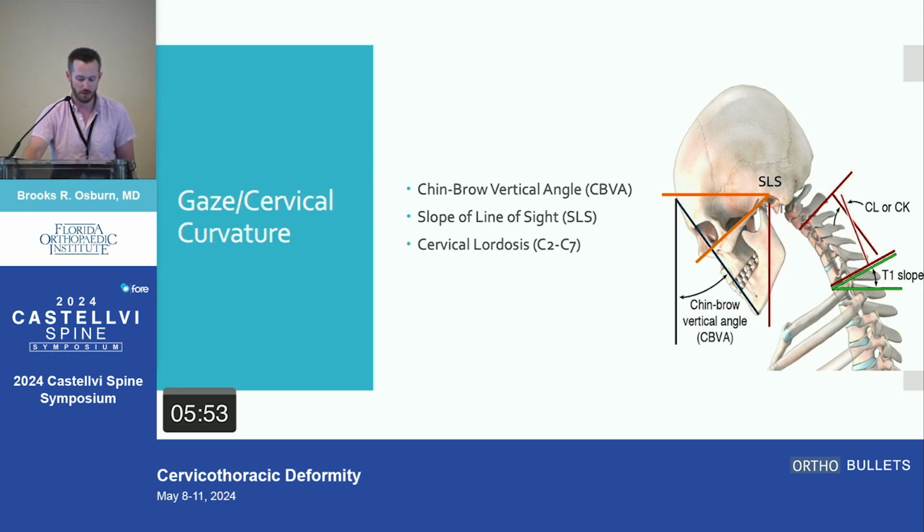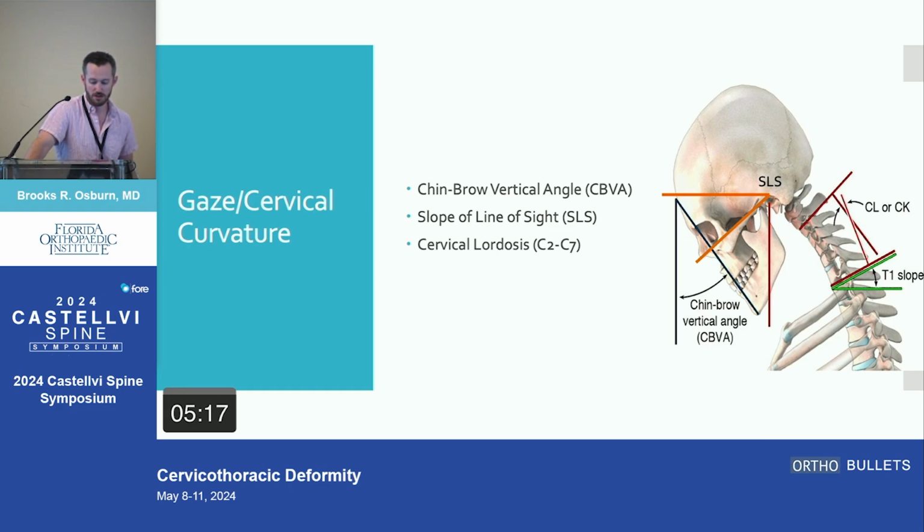Some of the most common ones that we see, cervical lordosis, measured from the inferior end plate of C2 and C7. Literature varies in terms of what a normal cervical lordosis is. You'll see it go anywhere from 13 up to 23, depending on what paper you look at. Chin-brow vertical angle, and this is to assess their gaze, which is also with slope line of sight. If you have a chin-brow vertical angle of plus or minus 10 degrees, that's whenever it becomes significant. So you measure from their forehead down to their chin and then a vertical line.